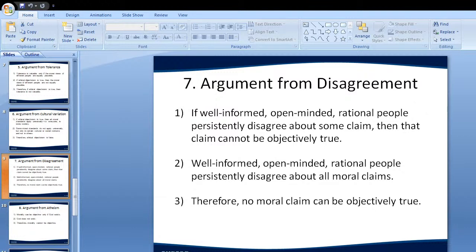Well, let's put it into, for them, a valid argument. Number one, if well-informed, open-minded, rational people persistently disagree about some claim, then that claim cannot be objectively true. Two, well-informed, open-minded, rational people persistently disagree about moral claims. Therefore, no moral claim can be objectively true. Well, number two is obviously true. There are well-informed, open-minded people, perhaps they're rational even, but they disagree about things and moral claims.